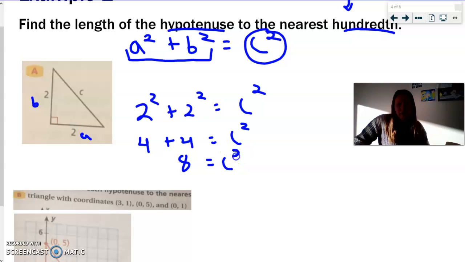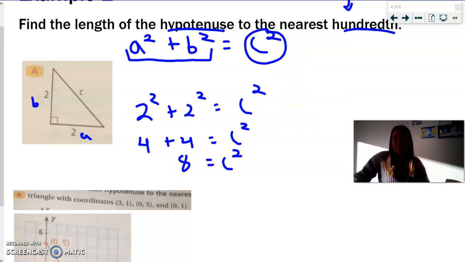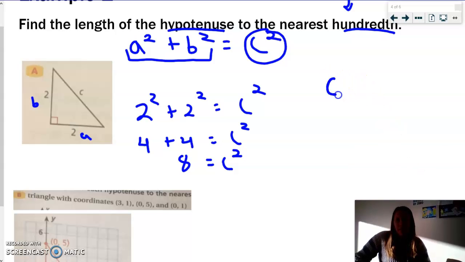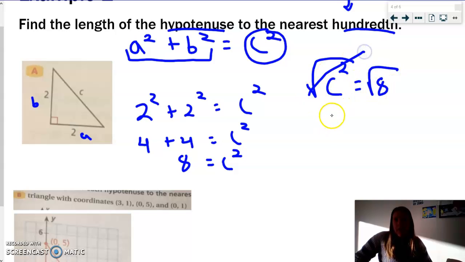So c squared is 8, but we want to know what just c is. So we have to get rid of the square. I'm going to just rewrite it as this: c squared equals 8. And if you remember when we were learning about square roots, they undo squares. So to undo this and get just c, I'm going to take the square root. That gets rid of this and I'm left with c. And then I have to figure out what is the square root of 8.